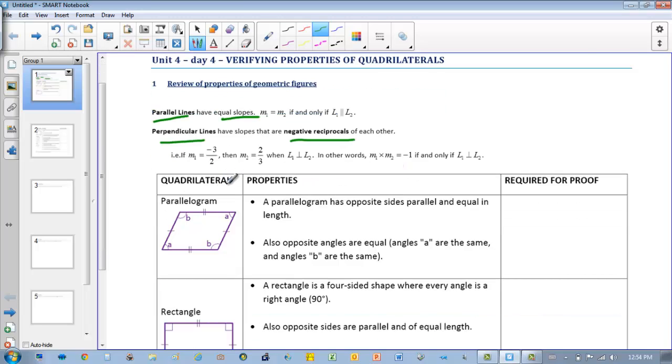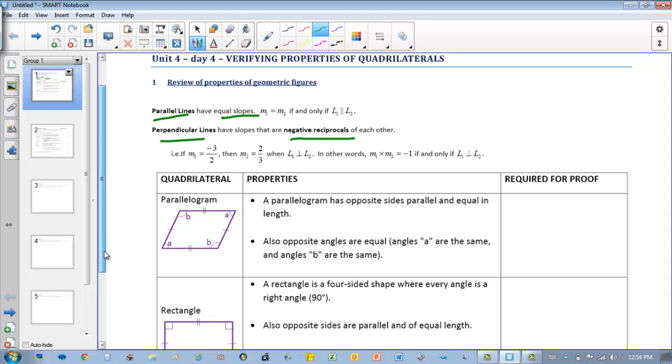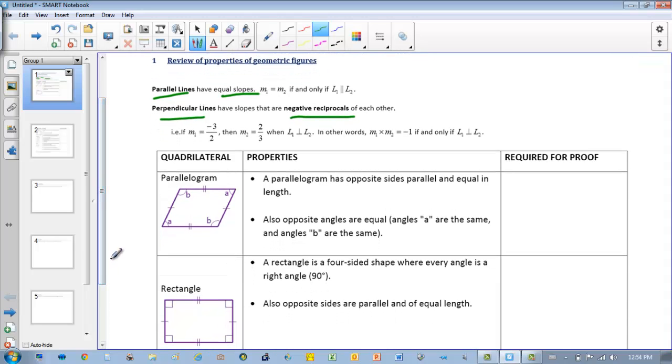So the properties of quadrilaterals I would like us to take a look at involve parallelograms, rectangles, rhombuses, squares, and kites. Now, a parallelogram is a quadrilateral that has opposite sides that are parallel and equal in length, and also the opposite angles are equal. So very important things to remember.